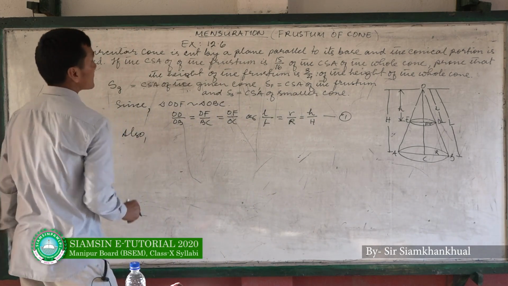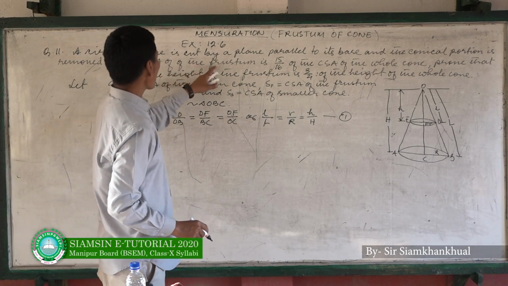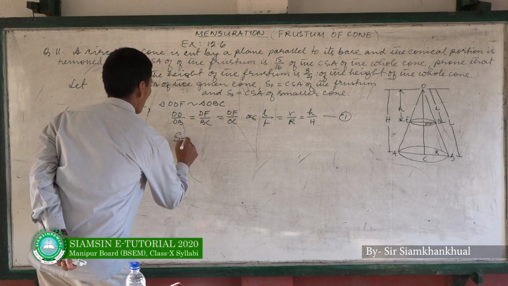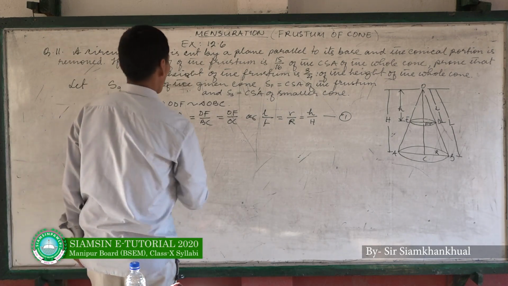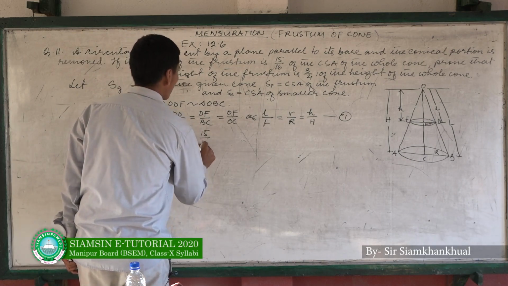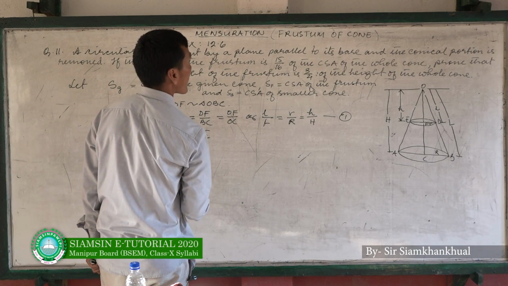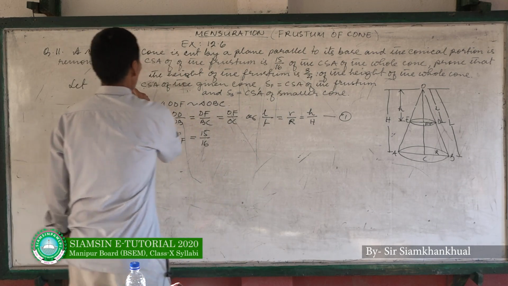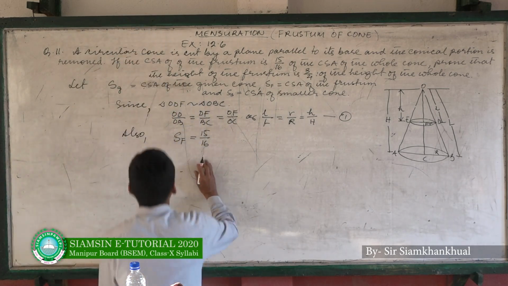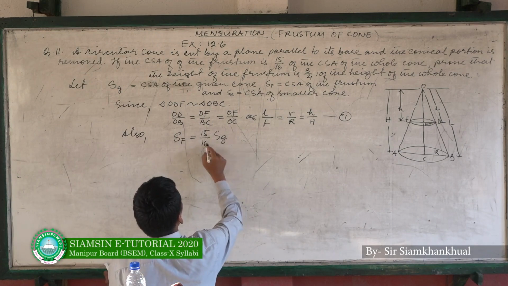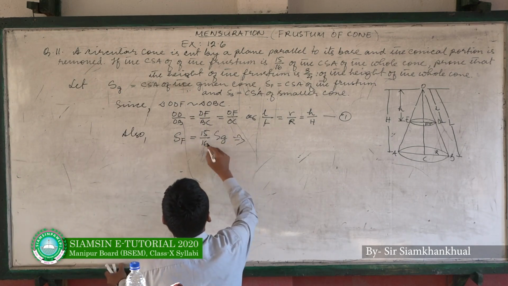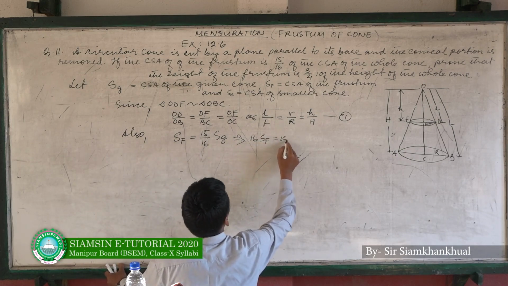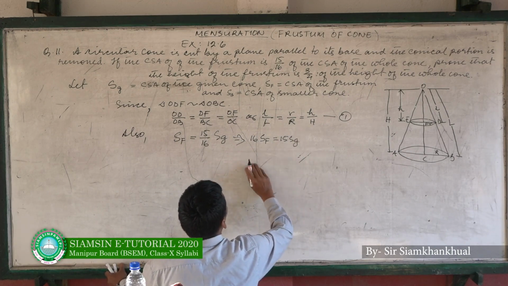The given CSA of the frustum is SF. Also, SF equals 15 by 16 of the CSA of the whole cone SG. Multiply on both sides: 16 SF equals 15 SG.